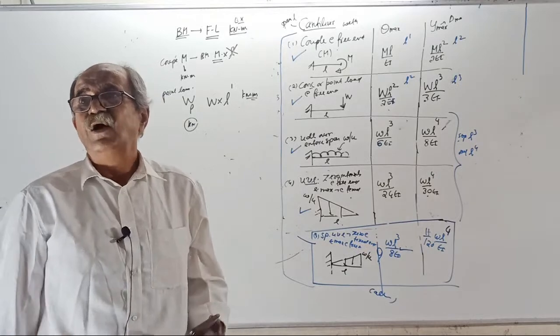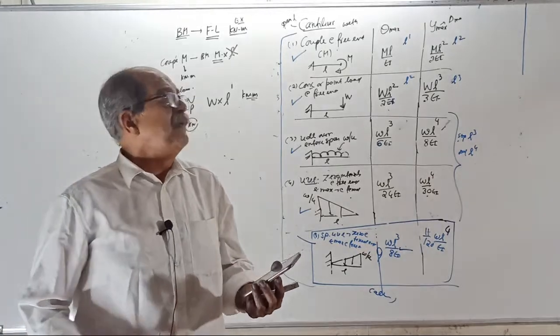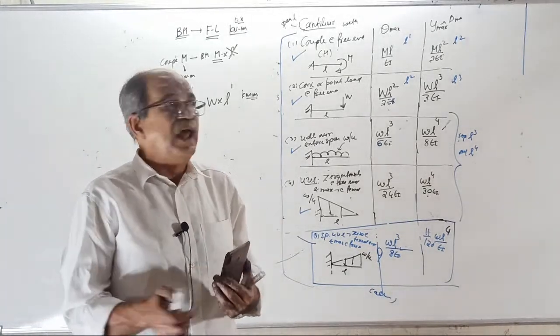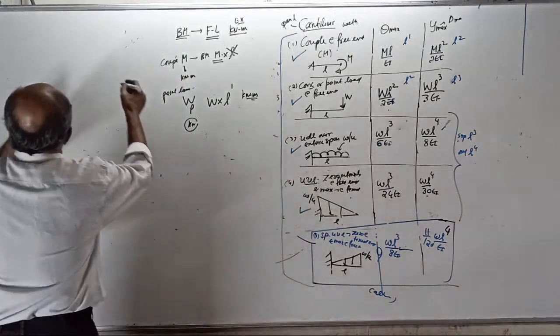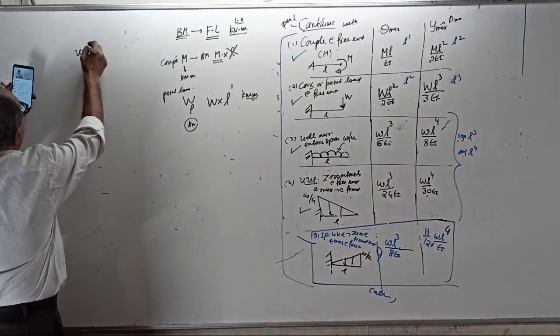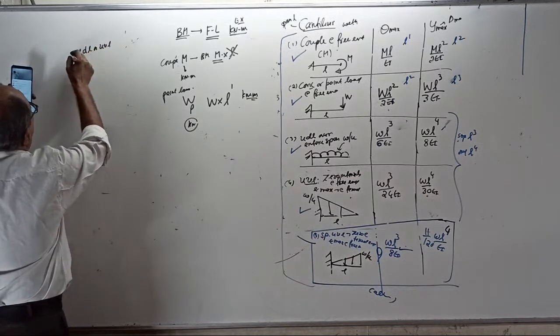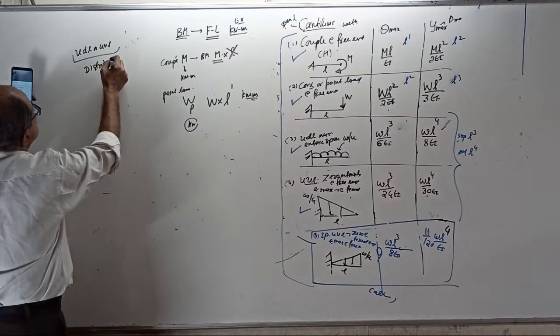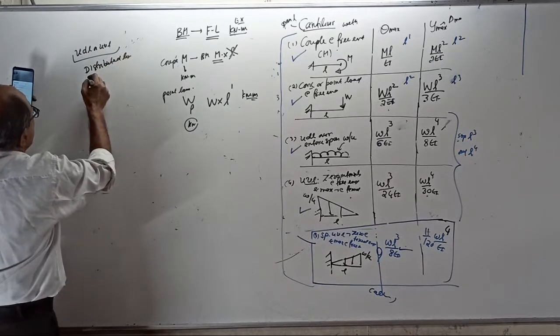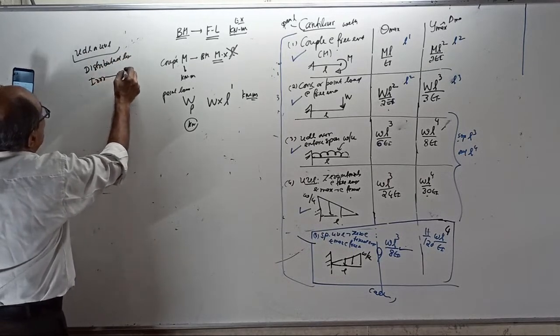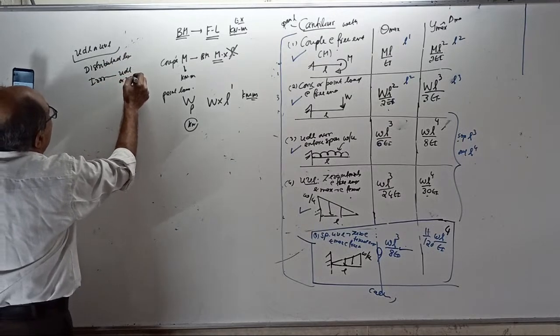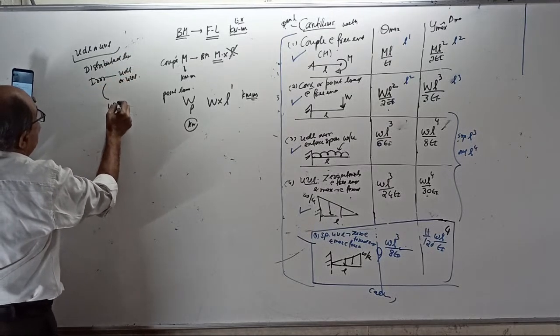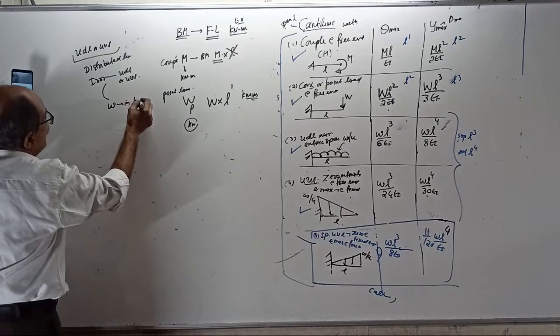W 3 by what? Sometimes you get 11, 3, just better. WL will come. Okay, now come to UDL or UVL or in general distributed load. See, irrespective of UDL or UVL, W will be in kilonewton per meter.